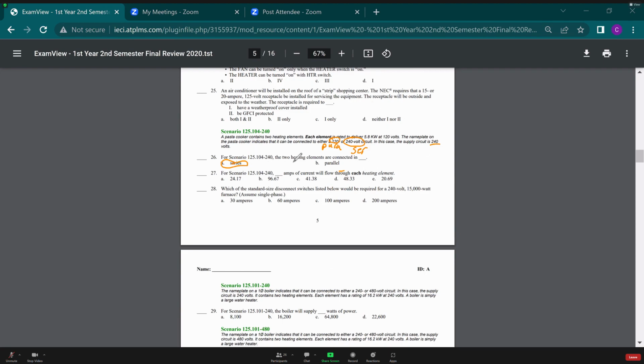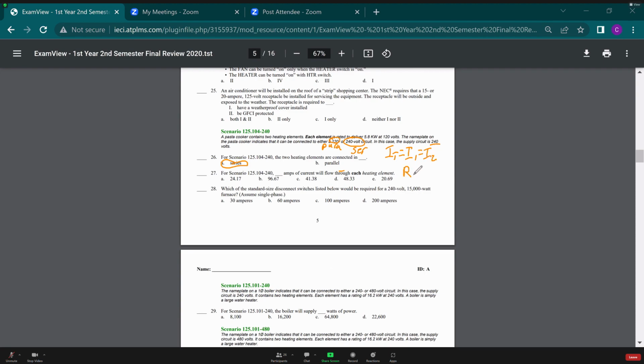Now, how many amps of current will flow through each heating element? Because we're in series, we want to find the resistance total and find our amps that way. Sure, we could try to figure out the amps of a specific element. That's not going to work though, because amps are equal all the way through in series. So I total equals I1 equals I2.